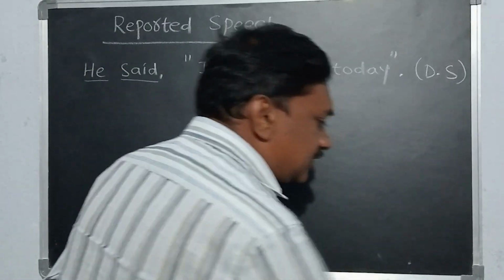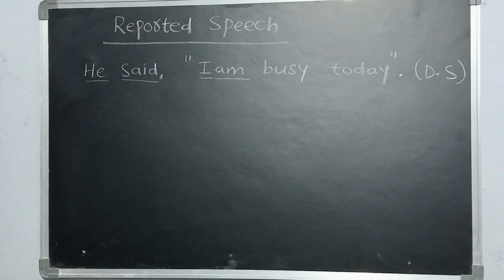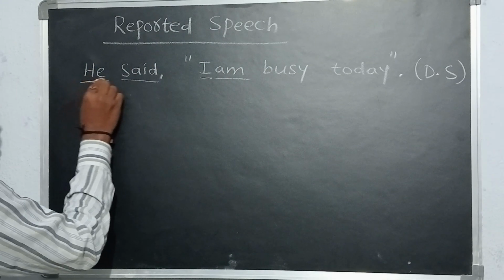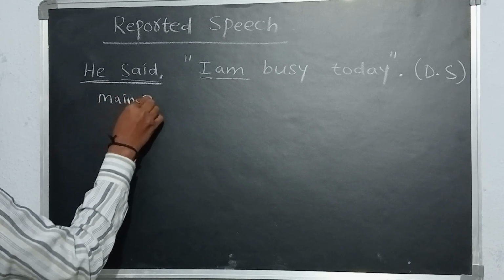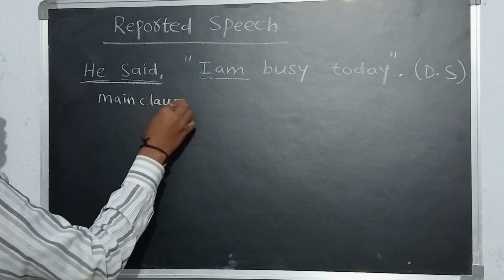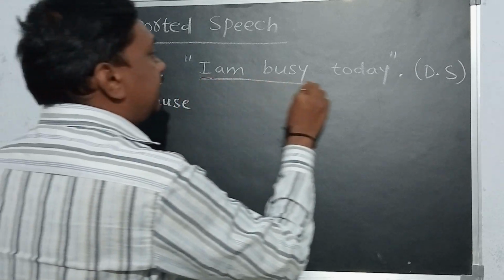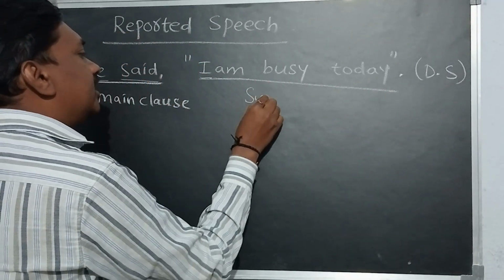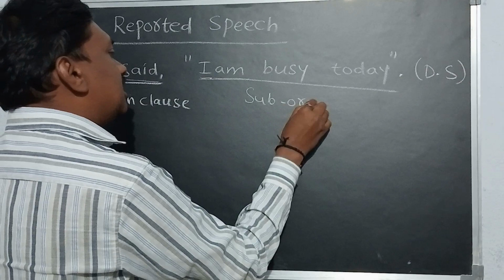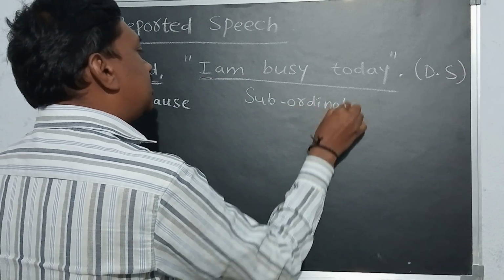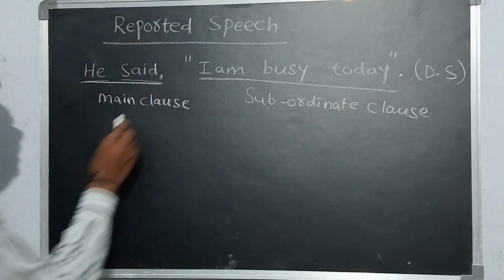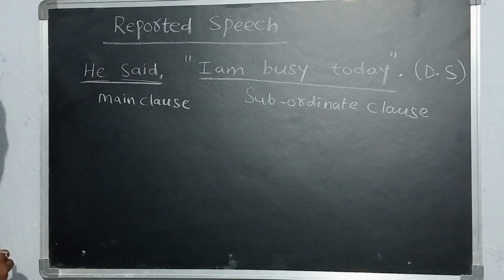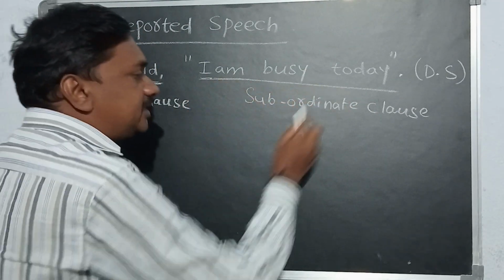So in this direct speech, there are two parts. He said, this is the main clause. And I am busy today, this is the subordinate clause. Main clause and subordinate clause.